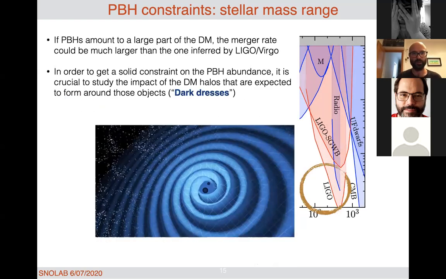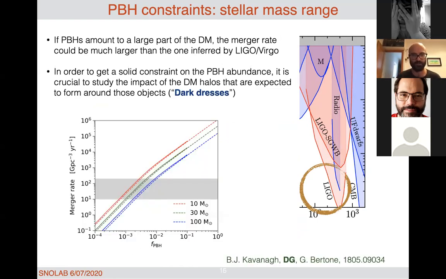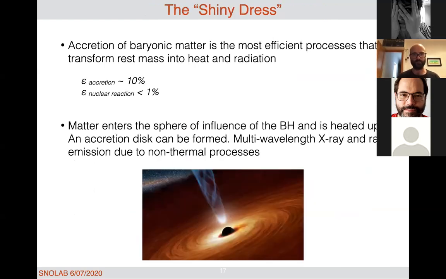That's something I will cover in a while, and that's what I call the shiny dress. Some other limits on the abundance of black holes in this window come from another observable, the merger rate of black holes, and this involves the computation of the interplay with the dark matter. This is something I will not cover in detail, so I will just flash this: you can put an upper limit on the abundance of these black holes by looking at the merger rate. So yeah, let me talk a little bit about this shiny dress.